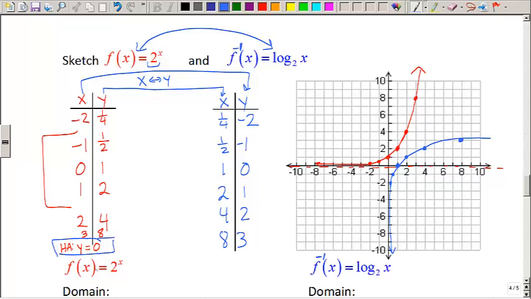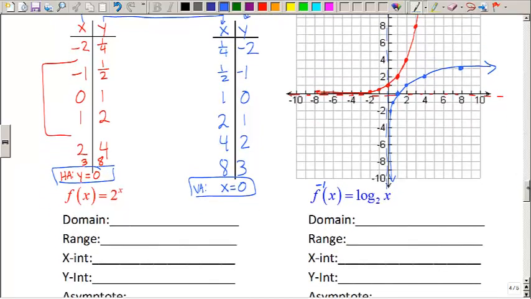So when I switch the x and the y, I have another asymptote. My asymptote is not going to be y equals 0 this time, or the x-axis. It's going to be x equals 0, or my y-axis, which is now not a horizontal asymptote, it's a vertical asymptote. So logarithmic functions are going to have vertical asymptotes. The parent ones are going to be on the y-axis, where exponentials have asymptotes on the horizontal x-axis. So now I have an image of log base 2 of x.